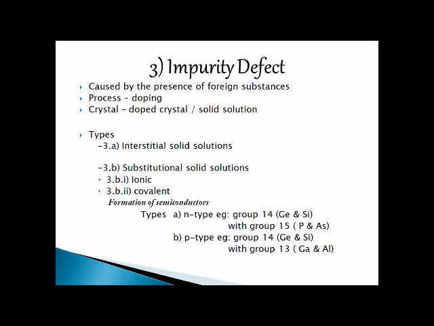When we see substitutional, covalent and ionic are there. Due to covalent substitutional solid solution, semiconductors are formed. There are 2 types of semiconductors. One is N type and the other one is P type.